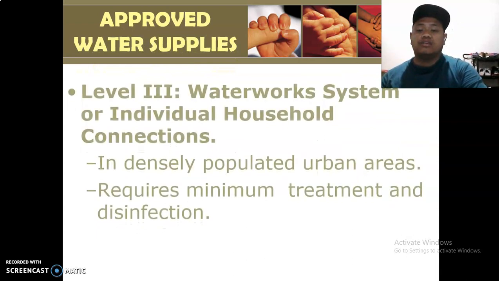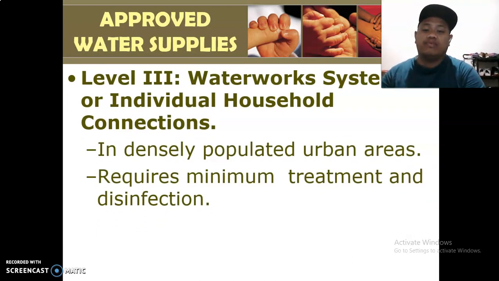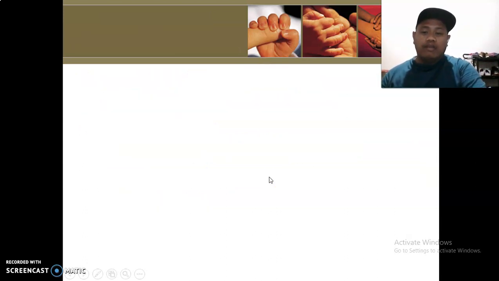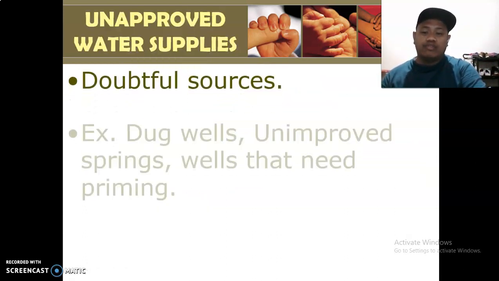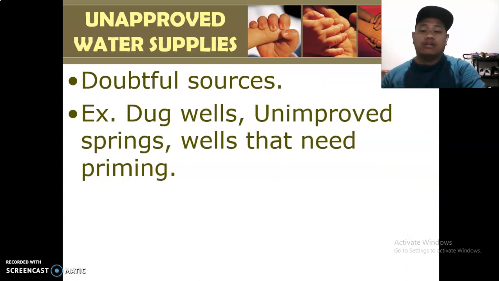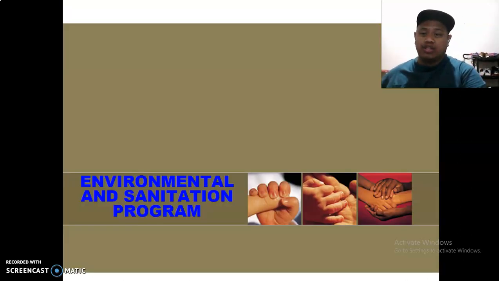For the level 3, this is the waterworks system or the individual household connections. Basically, this is the centralized source of water system which has already been treated for consumption. So that is the approved water supply facility under the water sanitation. Okay, meron din naman tayong unapproved type. We have your doubtful sources, example, dug wells, unimproved springs, wells that need priming. So these are the unapproved types. Again, among all the levels of water facility, number 1 pa rin po ang commonly nagli-lead into waterborne conditions.